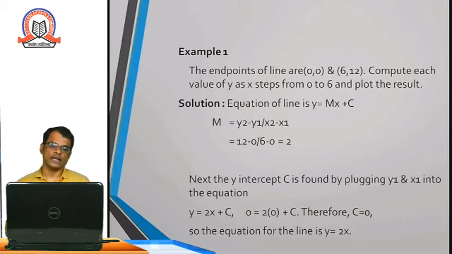Next, the y-intercept. For finding the y-intercept, we substitute the m value in the equation y is equal to mx plus c. The equation will be y is equal to 2x plus c. Now substitute 0 for the x and y values. So automatically we get y is equal to 2x, which is the equation of that line.